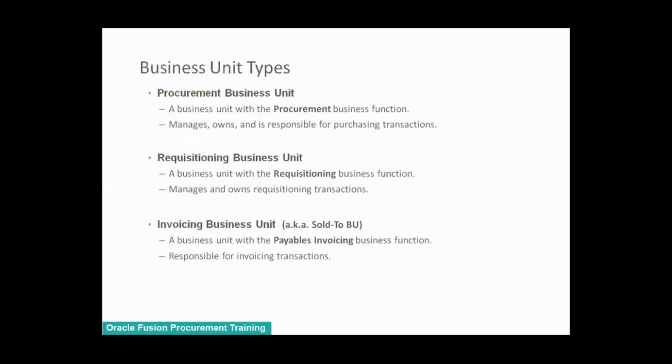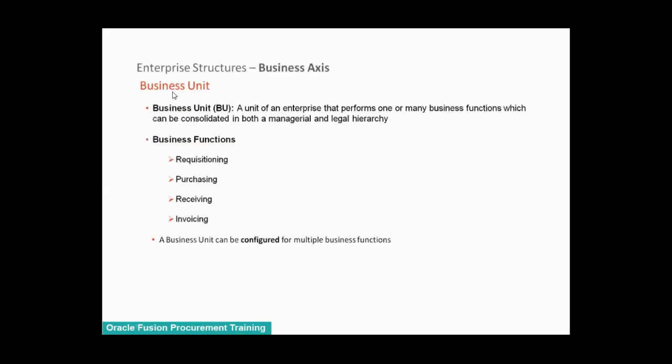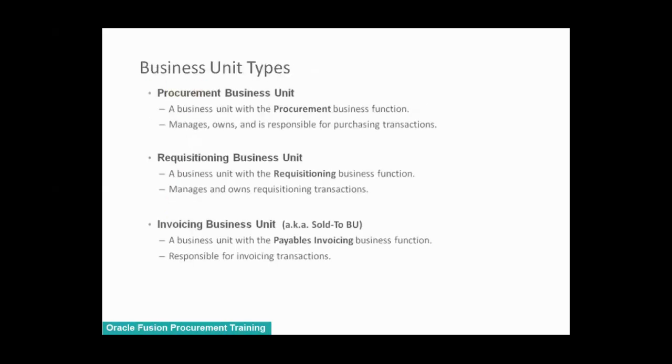Okay. Now I'm just explaining what a procurement business unit is, what a requisition business unit is, and what an invoicing business unit is. So what kind of business unit types can we have? Suppose I created one business unit by enabling only the purchasing function, so that business unit is called a procurement business unit. Suppose I create a business unit with only the requisition business function, so that business unit is called a requisition business unit. Okay, that is nothing but the business unit types: procurement business unit, requisition business unit, and then invoicing business unit.